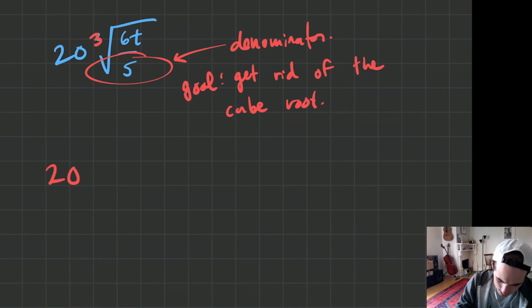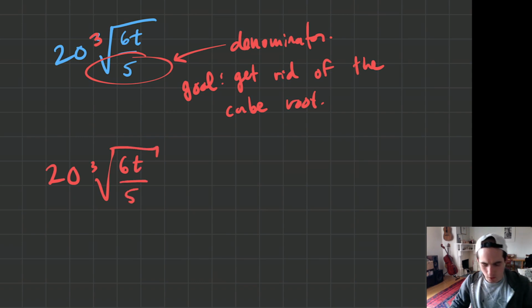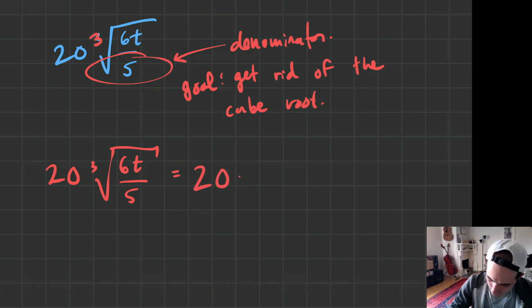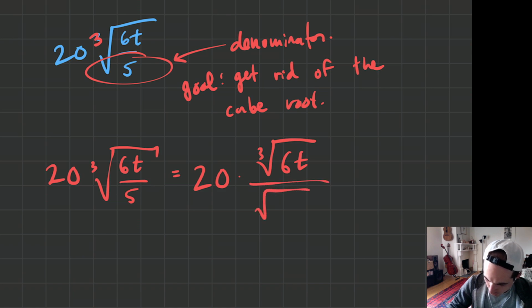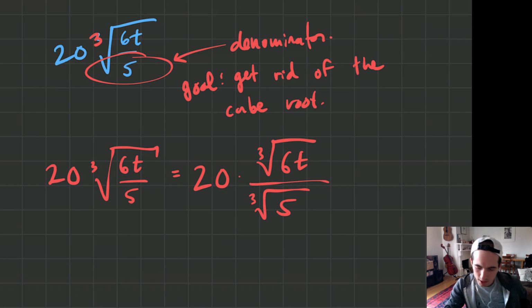So I'm going to write the question out again. I've got 20 times the cube root of 6t over 5. I want to get rid of that cube root on the bottom. So first of all, I'm going to write it as 2 separate cube roots, because a radical of a fraction is the same thing as a fraction of radicals. So this is equal to 20 times the cube root of 6t over the cube root of 5. This is what we're trying to get rid of.